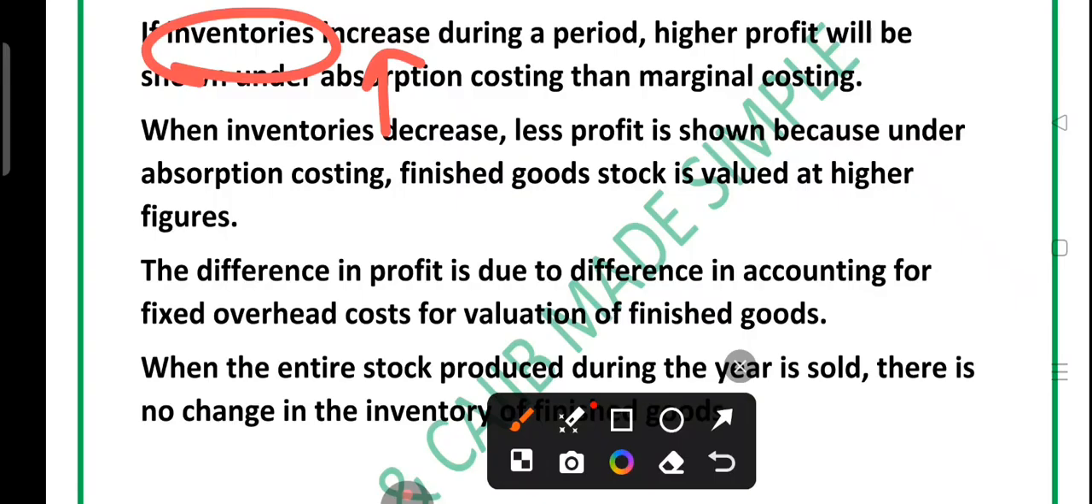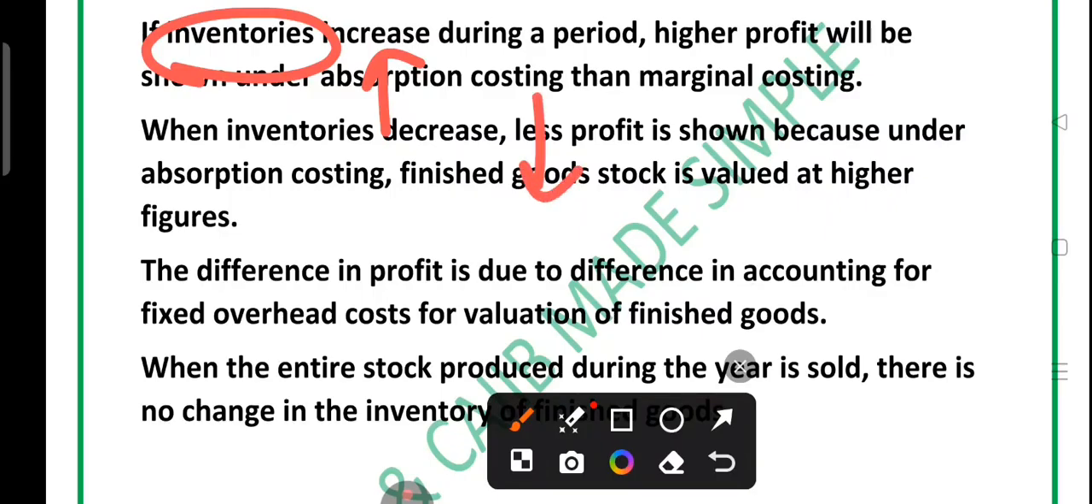Why? Think about it. If inventory increases, it means some of the stock we have not sold yet. So the profit under absorption costing will be higher because in absorption costing, a part of the fixed cost is transferred into the value of the finished goods stock. So less fixed cost hits the profit and loss account this year and profit looks bigger. Yes, that is the point. That is why less fixed cost hits the profit and loss this year and profit looks bigger.